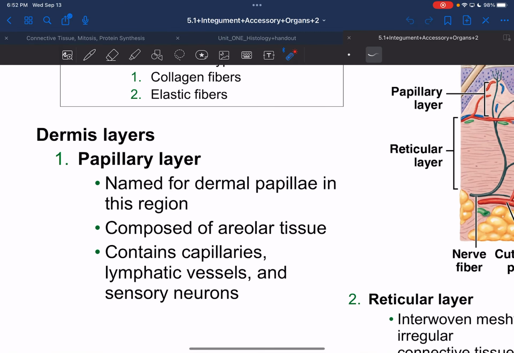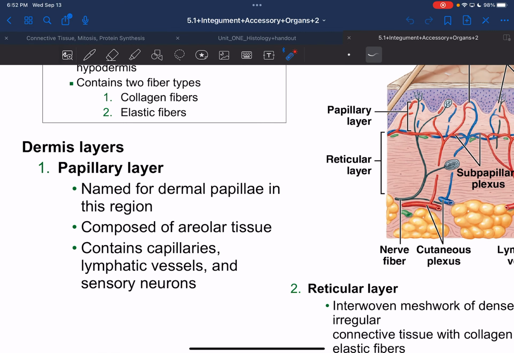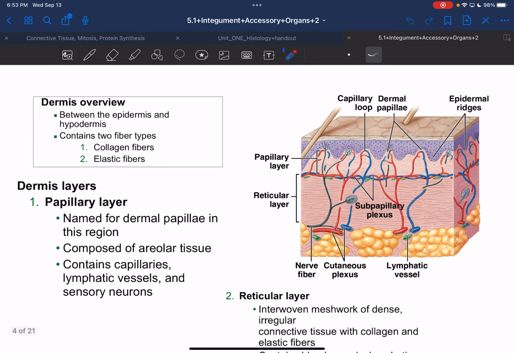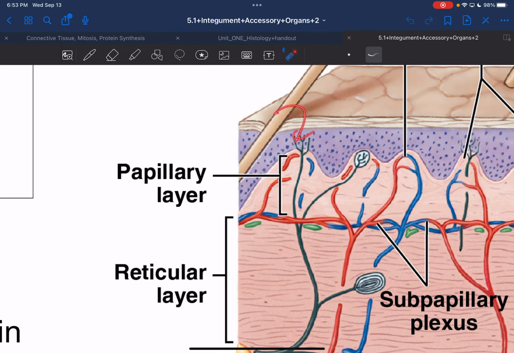this is just a repetition of what I said about the papillary layer. It contains our areolar tissue, and it's going to contain the area for capillaries. We may not know what lymphatic vessels are, but they're just vessels to help regulate volume and prevent infection. And then, of course, we have nervous tissue so that you can feel things, right?